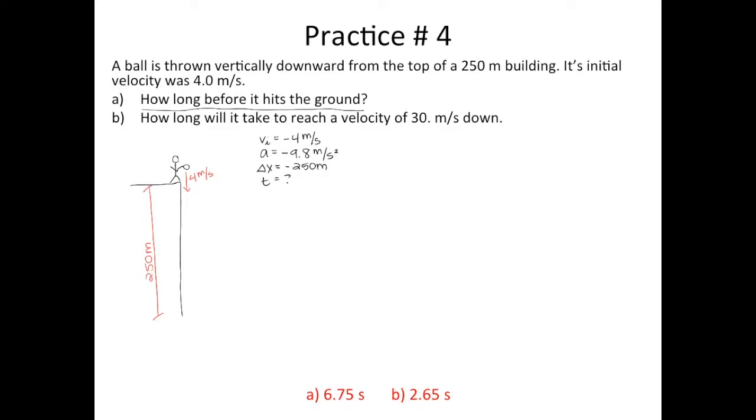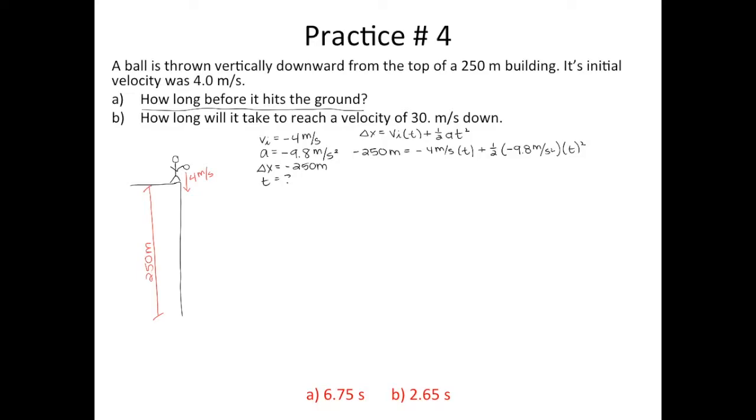So if we look at these four variables, the equation that we're going to get is delta x equals v initial t plus 1/2 a t squared. Plugging in, I will say negative 250 meters equals negative 4 meters per second times t plus 1/2 times negative 9.8 meters per second squared times t squared.